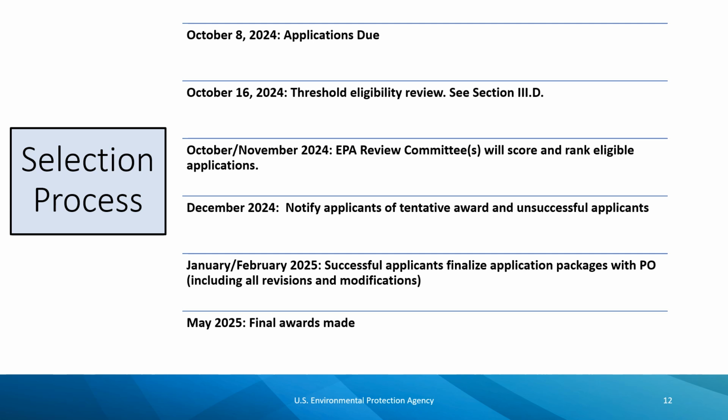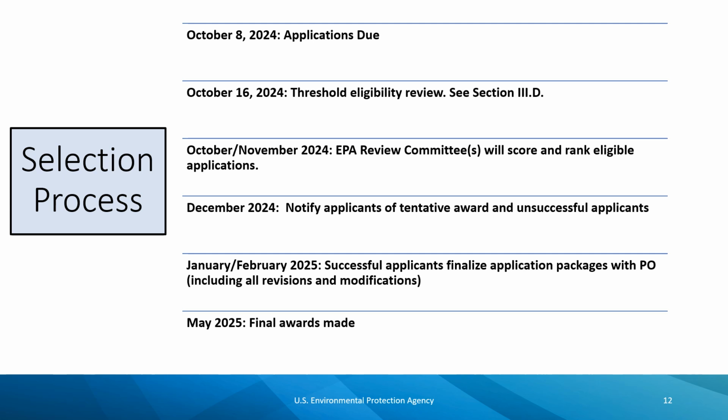So what is the selection process? Applications are due as stated in the NOFO on Tuesday, October 8, 2024. EPA first conducts a threshold eligibility review, which should be completed by October 16, 2024, where each application is evaluated to make sure it's eligible. The threshold eligibility criteria can be found in Section 3D. You will be notified if your project is deemed ineligible. If deemed ineligible, it will not proceed to merit review.